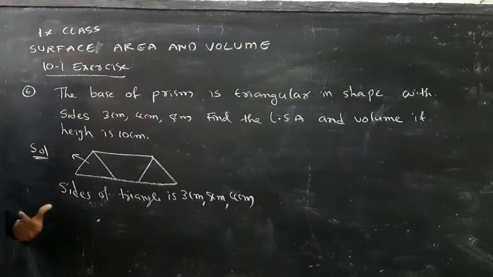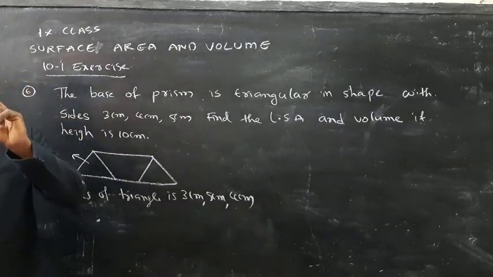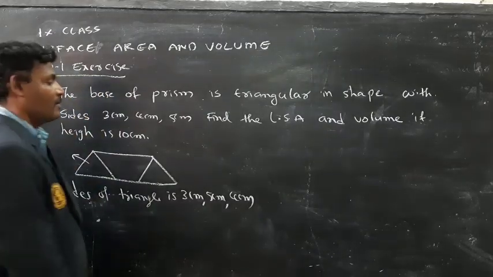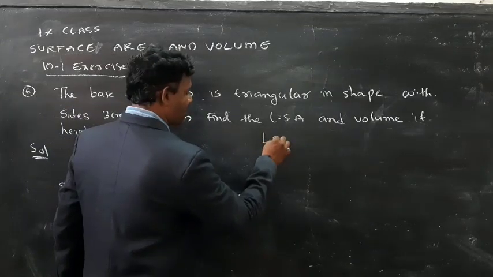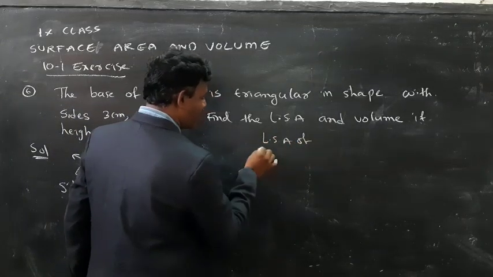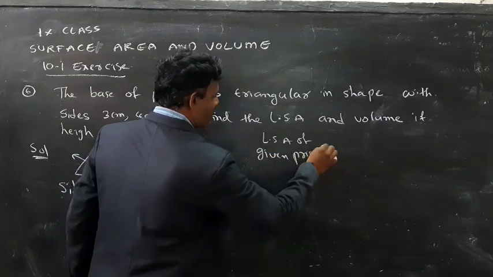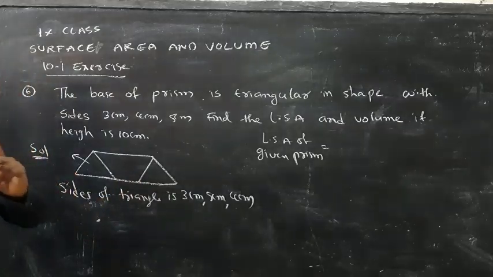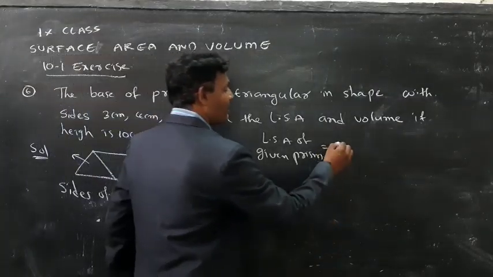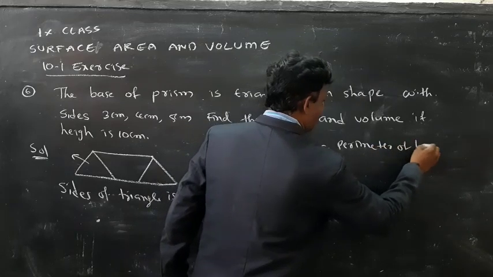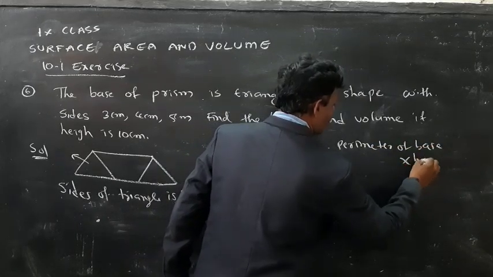Next, what do we want to find? We want to find the lateral surface area and also volume of the prism. To find the lateral surface area of the given prism, lateral surface area of the given prism is equal to, what is the formula? Perimeter of base into height.